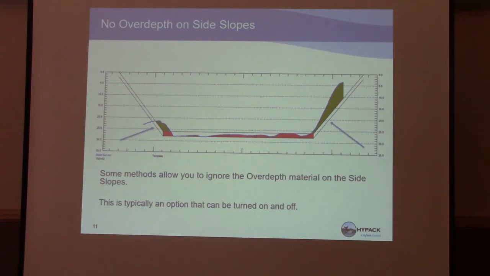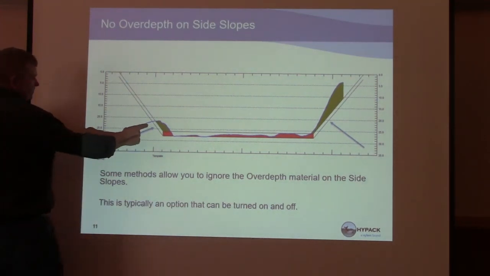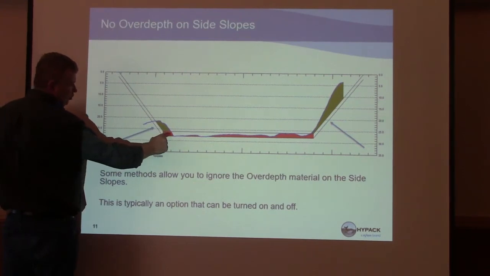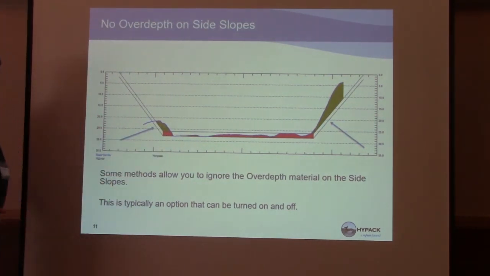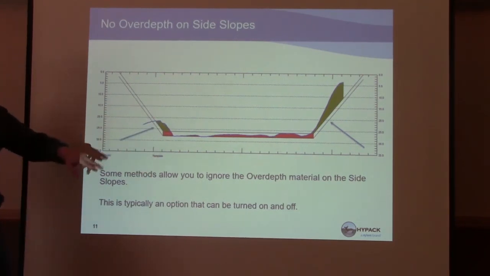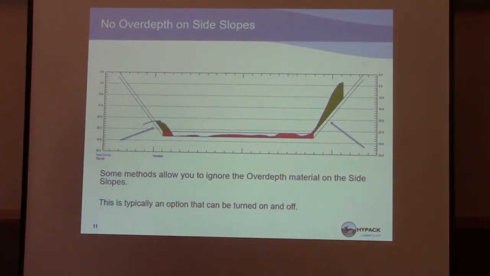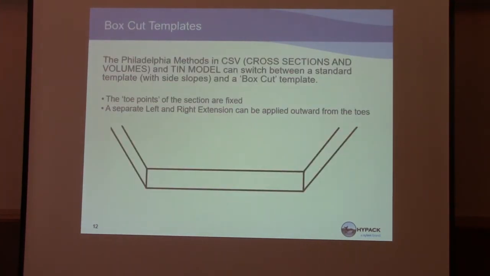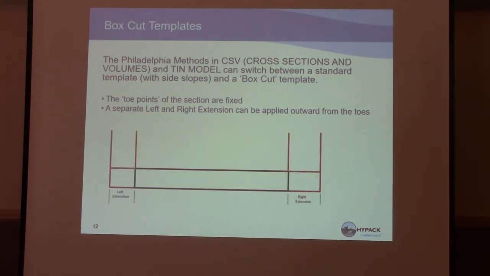You could have material above, no over depth on the side slopes. Some methods allow you to ignore some of our methods. You can ignore any over depth in a side slope, but you get paid over depth in the center of channel. If you see that, you'll see the void here where you're not getting paid on either side. It can be turned on and off in most of them. Box cut templates in the Philadelphia, we talked about that in tin model a little bit. They allow you to do the extension.